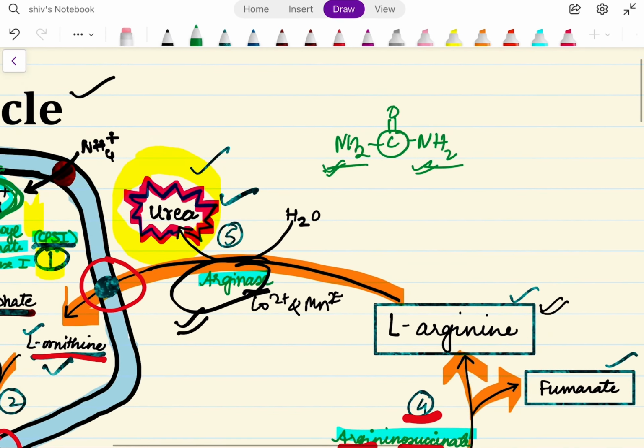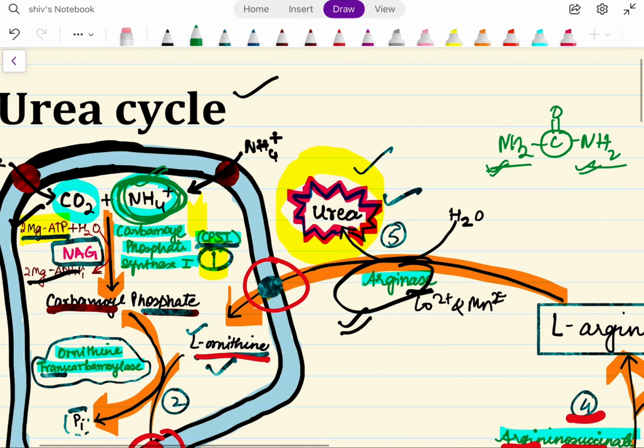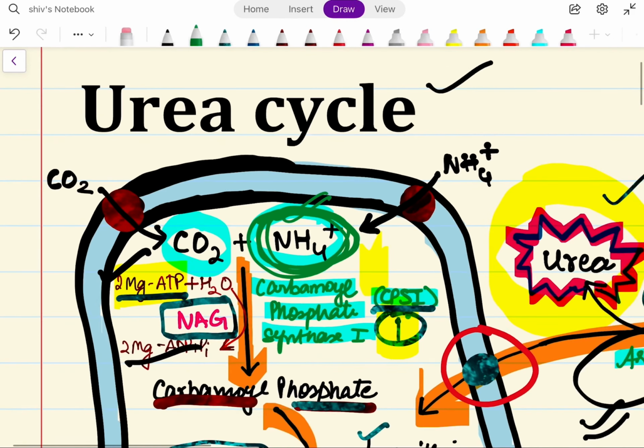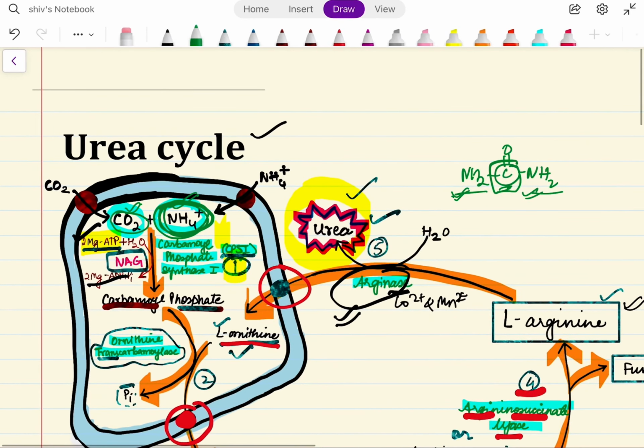And what about the carbon atom? I'll give you 5 seconds to think over it. From where does this carbon atom come in the urea? Yes, you got that right. From the very first step where CO2 enters. So CO2 is the one that provides the carbon atom to urea.